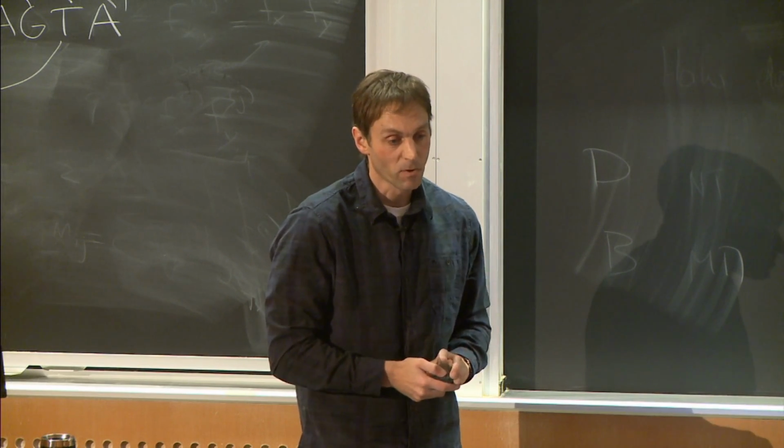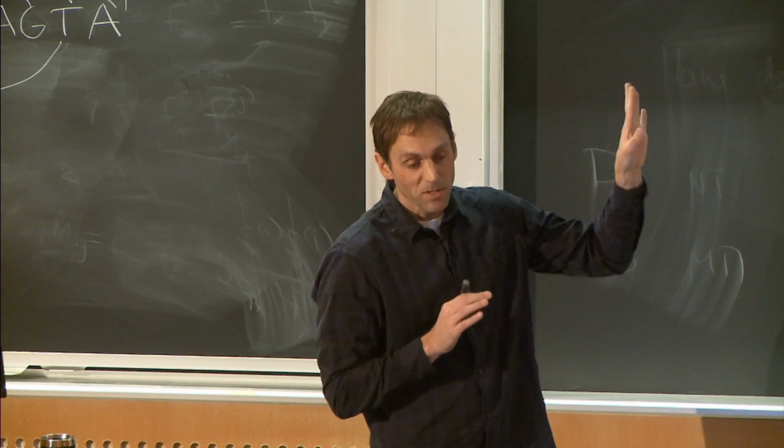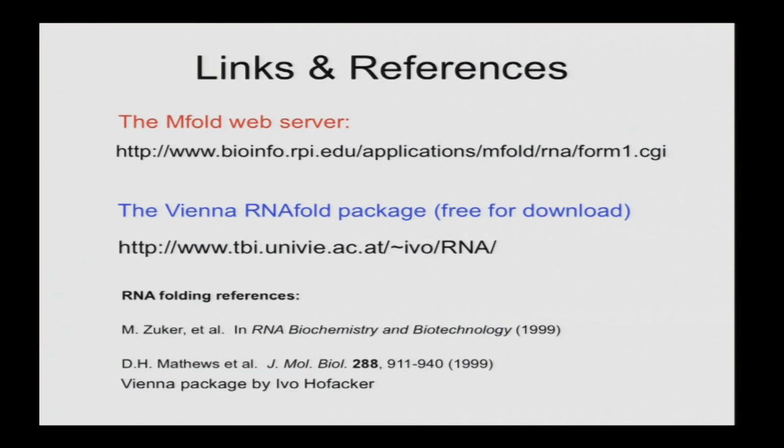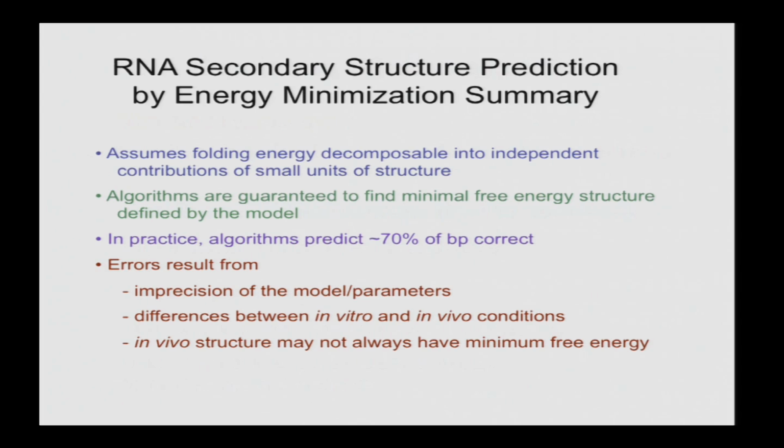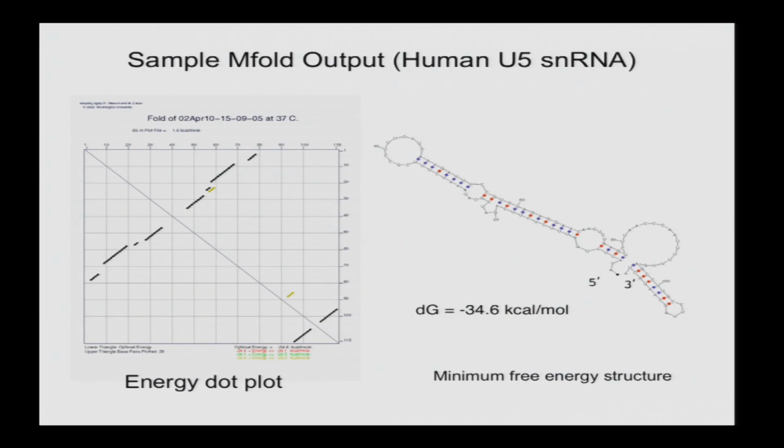And there's a website for the mFold server, which is actually one of the most beautiful websites in bioinformatics, I would say. And if you want to run it locally, you should download the Vienna RNA fold package, which has a very similar algorithm. I just want to show you one or two examples. So this is the U5 snRNA. This is the output of mFold. It predicts this structure. And then this is what's called the energy dot plot, which shows the bases in the optimal structure down below here, and then in these suboptimal structures here. And you can see there's no ambiguity. It's totally confident in this structure.